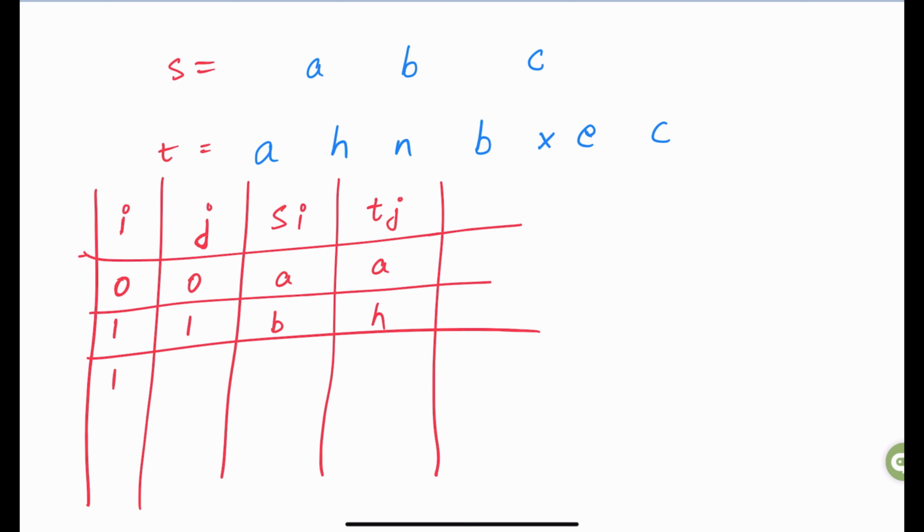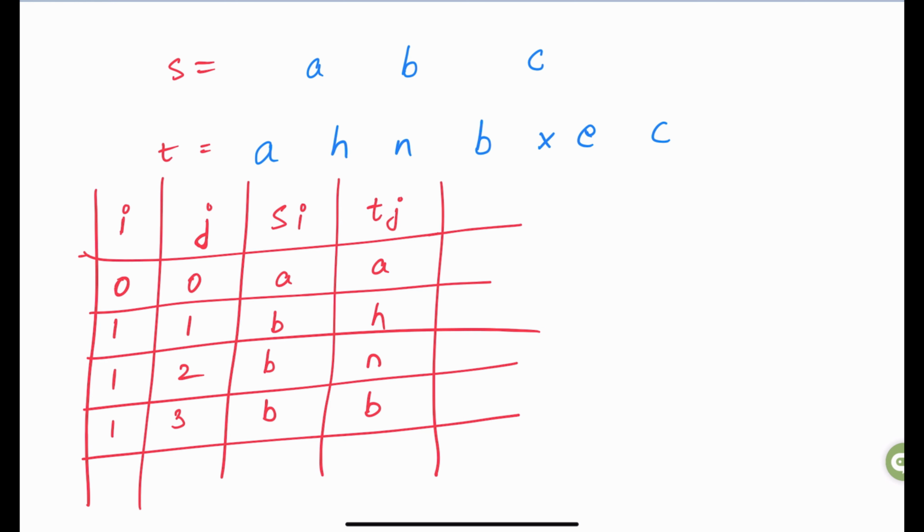For the next run, i will be 1, j will be 2. The character at s[i] will be the same, t[j] will be n. They are again not equal, so we'll only increment the second pointer, in which case i will be 1, j will be 3. The corresponding characters will be b and b. As they are equal, we'll increment both of the pointers. So the next run it will be 2 and 4.